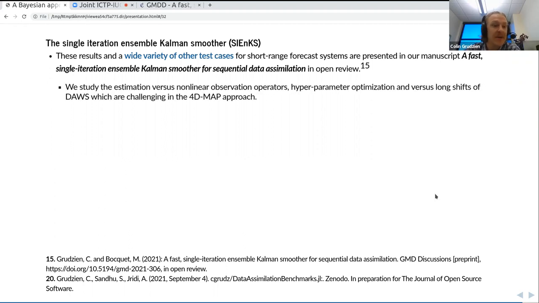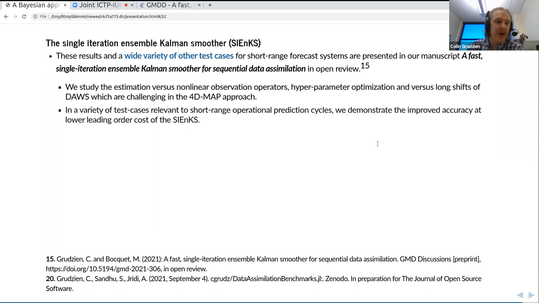In particular, though, we study the estimation versus nonlinear observation operators, versus simultaneously optimizing hyperparameters, and versus long shifts of this data simulation window, which again are challenging in the 4D-Var approach. And in a variety of test cases relevant to short-range operational prediction cycles, we demonstrate the improved accuracy and, in fact, at a lower leading order cost using the SIEnKS versus the older IEnKS, which is better for highly nonlinear dynamics.